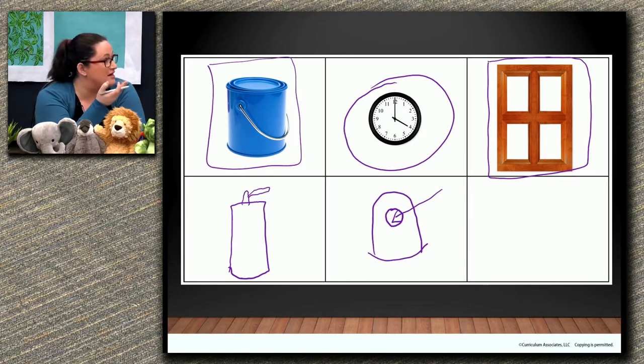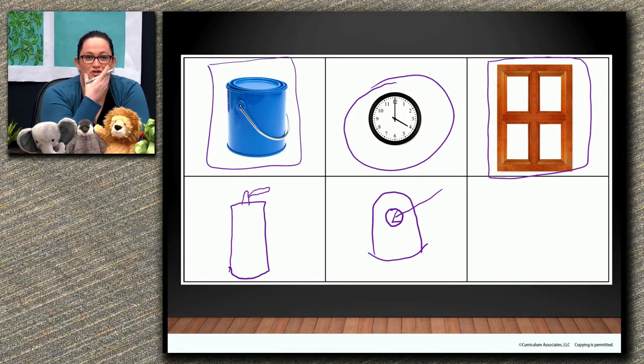Now, we also have rectangle windows. We gotta find something else that's a rectangle. Mr. Kevin, I wonder if you could find something with the camera and show them it. Yes. Let's see what Mr. Kevin finds in the TV classroom that's a rectangle. I will find a rectangle. Actually, you know what? I think I found one.